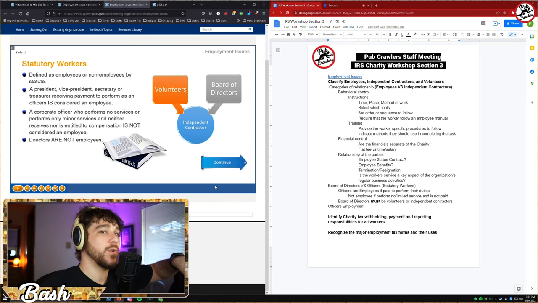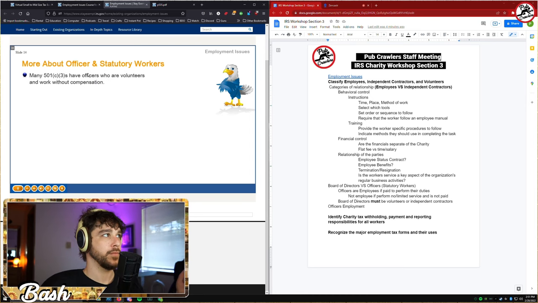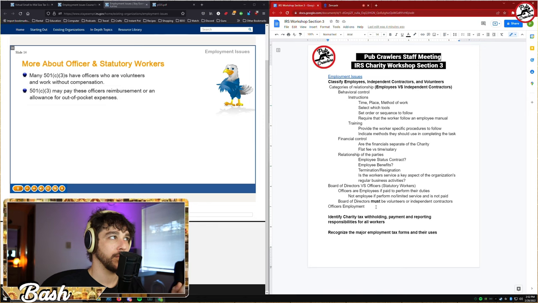This next one was the main one we wanted to go over again, so this is the attention one. More broadly, the term officers for federal tax purposes includes anyone who holds a position of trust, authority, or command within an organization. Note that many 501c3s have officers who are volunteers and work without compensation. The 501c3 may pay these officers reimbursement or an allowance for out-of-pocket expenses.